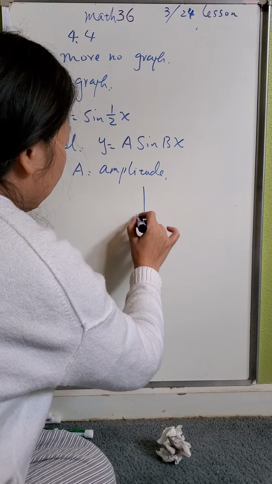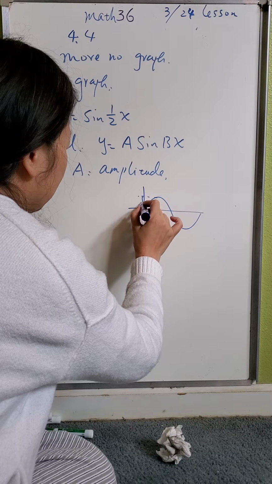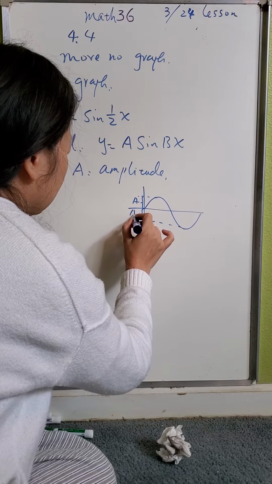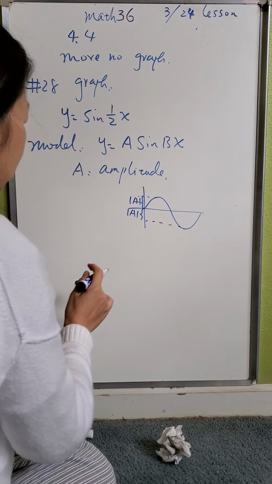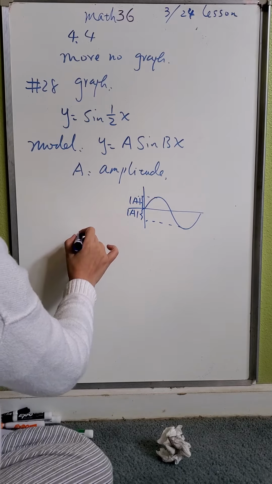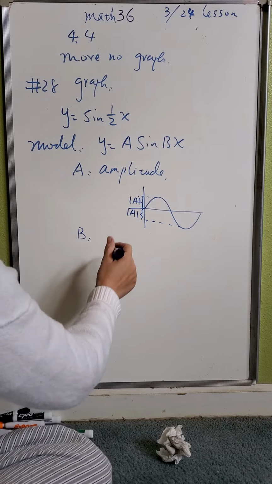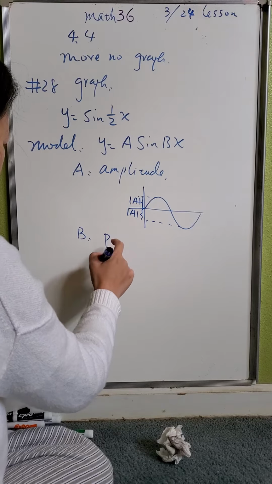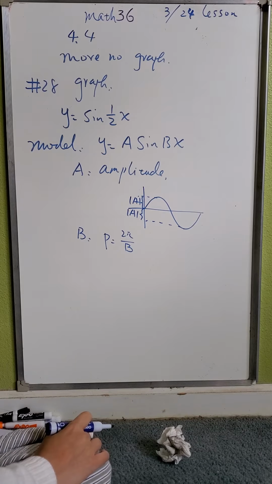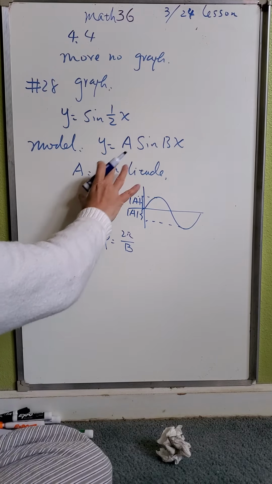So for instance, in a sine graph, that's my amplitude here, A, and the bottom is also A. We take the absolute value, so it means that we don't use the negative. And your B, how do you get B? B is the number in front of the x, and the period P is equal to 2 pi over B. That's where the B is. And so now this is our model.